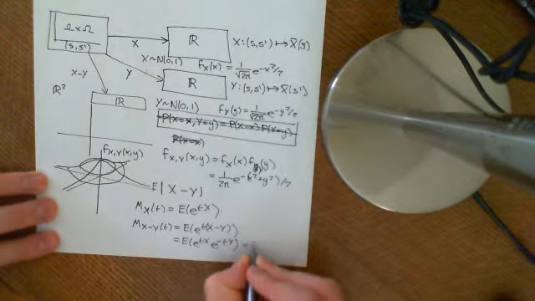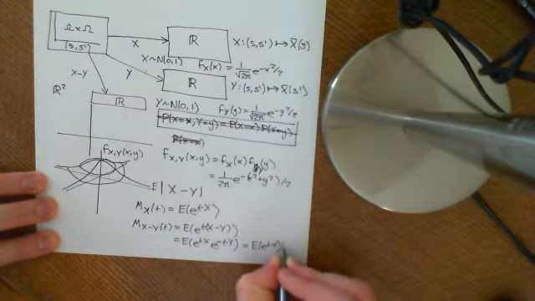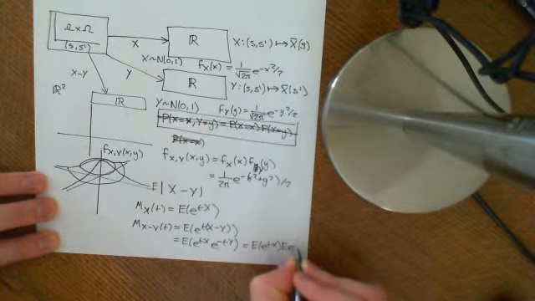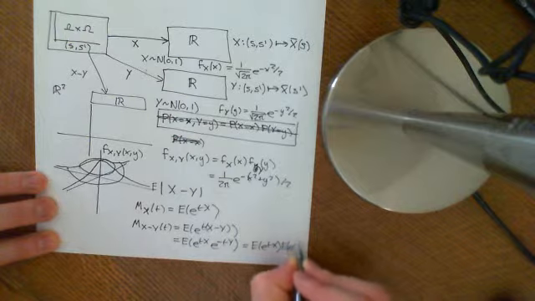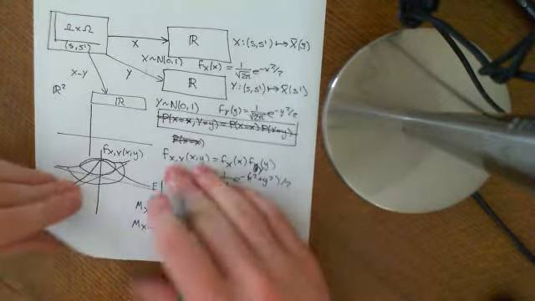So we can split this up into the expected value of e to the t of x times the expected value of e to the negative t of y. Okay, and I need to get onto a new piece of paper. I need to save that. Oh dear, not like that. Onto something else. Right.